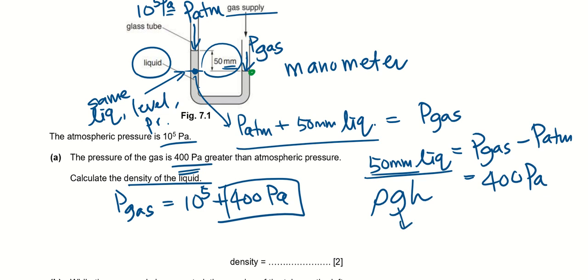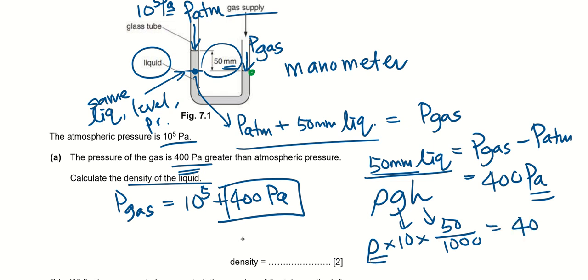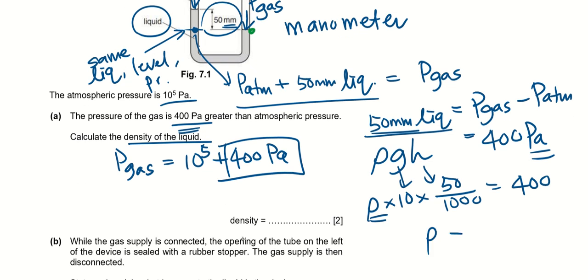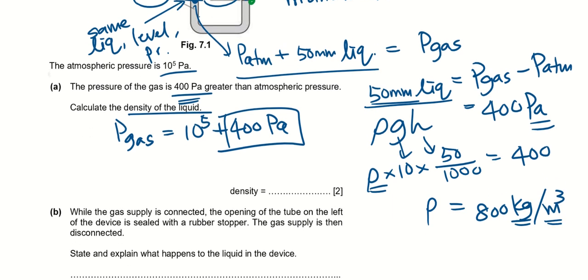Okay, we have g of 10, right? This is the gravitational field strength of Earth. The h is actually 50 mm, but I need to convert it to SI unit because what is given here for pressure is actually Pascal. So I need to divide by 1000, and then what is left unknown is the density of this liquid. So I do my equation. My density should be 800 kg per meter cube, because everything must be in SI unit.